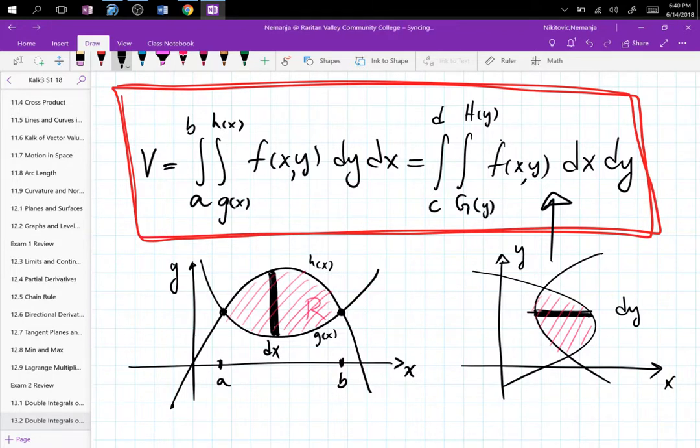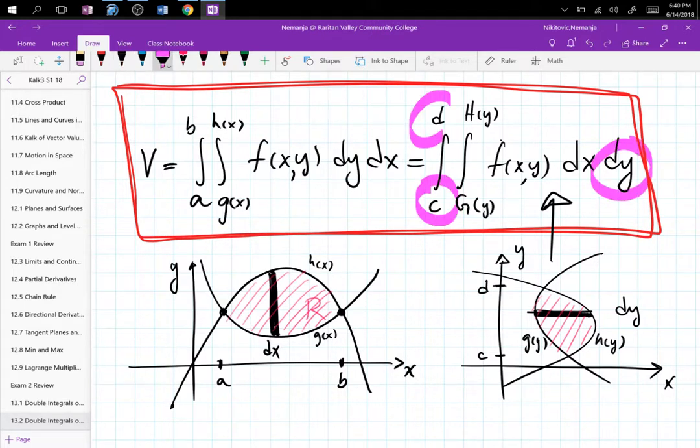So I have my h of y and my g of y. If you look at this carefully, you will see that the lowest this representative rectangle can go is value c, and the highest it can go is value d. So c to d, and that's on the outer integral. And that's y, right? So you have the correspondence of y, y, y on the outer integral.